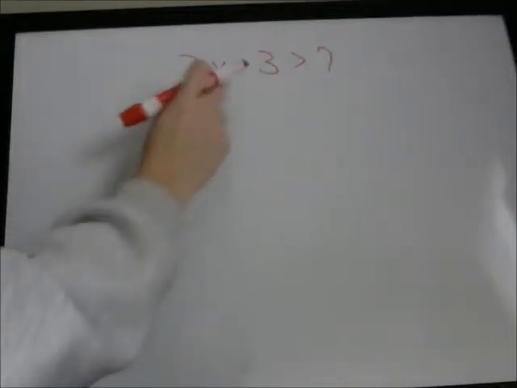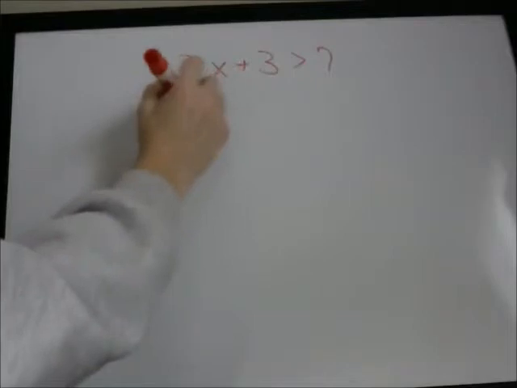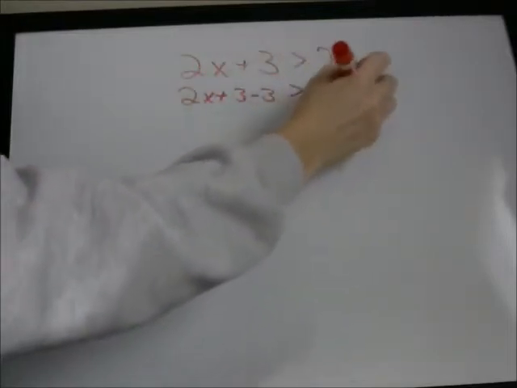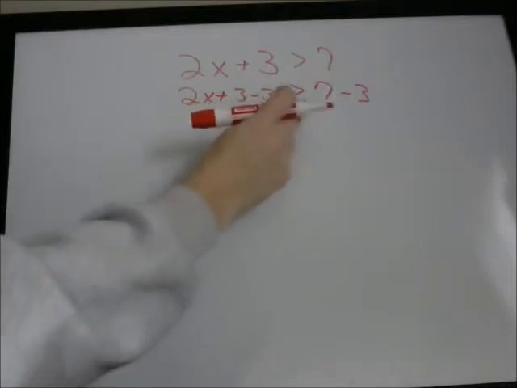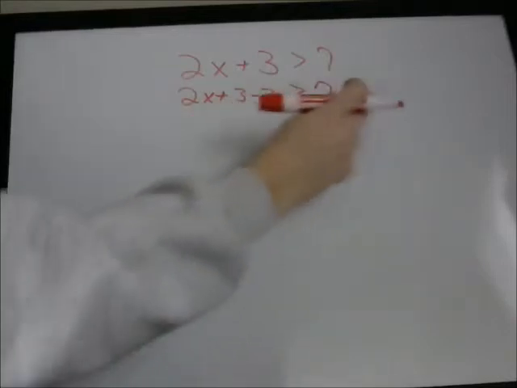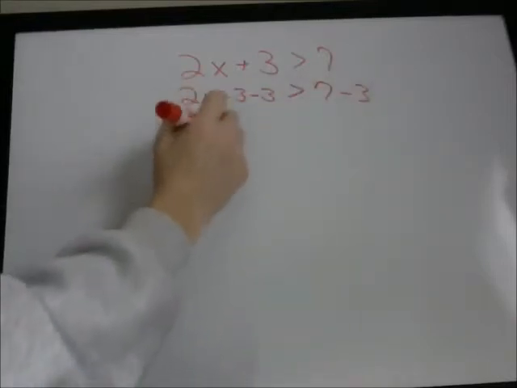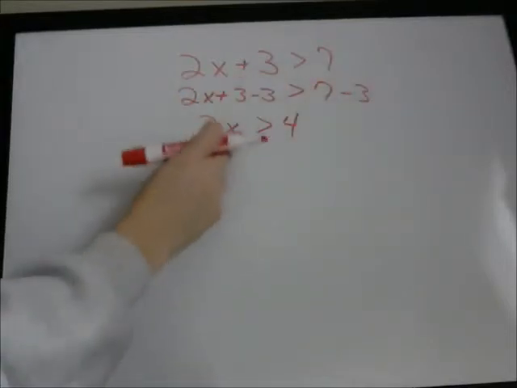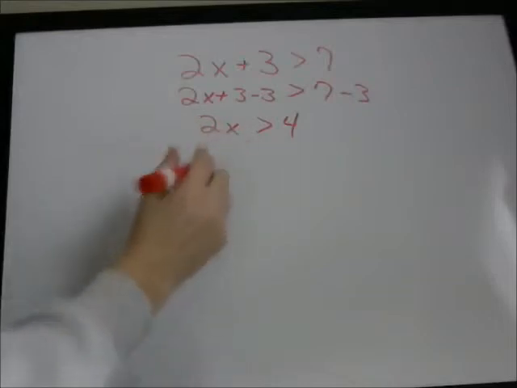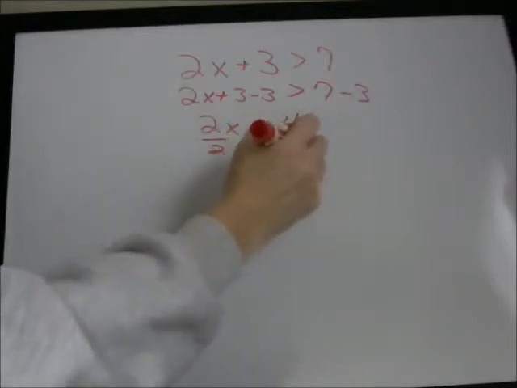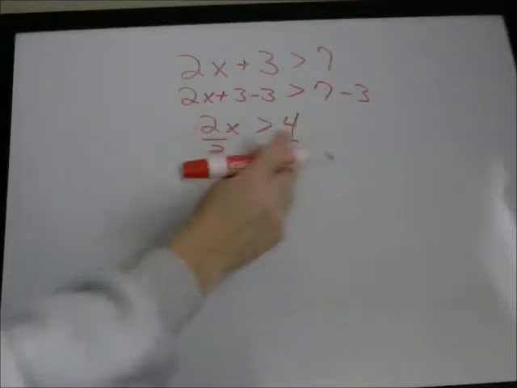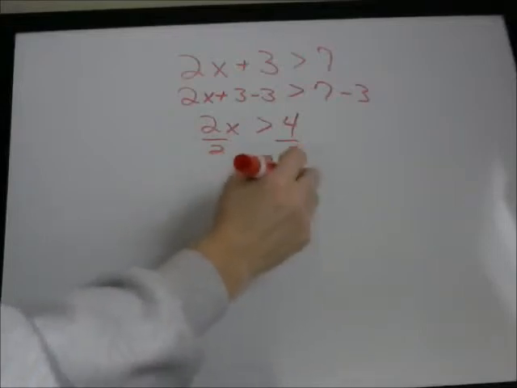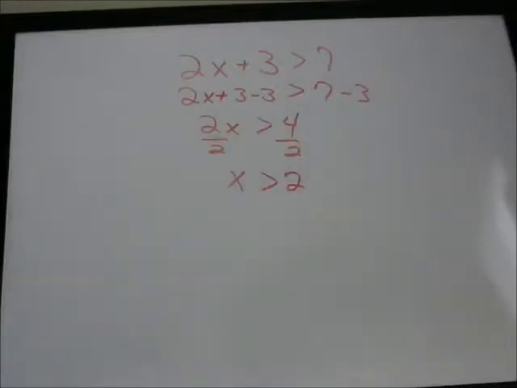So how do we solve for x? First we want to get rid of that 3, so we're going to subtract 3. Just like with an equals sign, if you do something on one side, you have to do it on the other side. Now we have 2x is greater than 7 minus 3, which is 4. How do we get x by itself? We need to get rid of that 2. We divide by 2. If we divide one side by 2, we have to divide the other side by 2. So our answer is x is greater than 2.